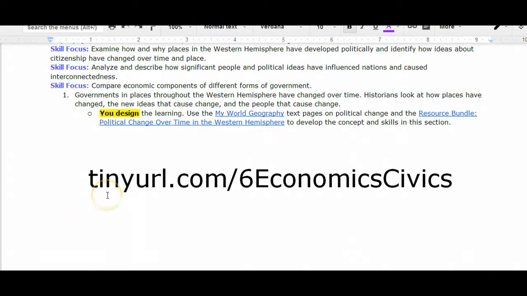Remember, you're never going to design a perfect unit, but that's what teaching is all about, giving it your best shot and then trying to make it a bit better the next time around.